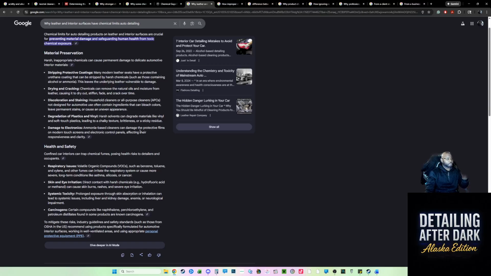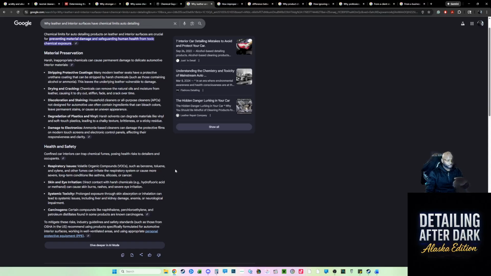And oh, here we go. Why leather interior surfaces have chemical limits: for preventing material damage and safeguarding human health from toxic chemical exposure. Chemical limits on leather are crucial. Stripping protective coatings, like I said, dries and cracks it, same as human skin without lotion. Discoloration and staining, burning the alkaline or burning the acidic into the material, alkaline cracking the material because it's stripping it so aggressively, degrading the plastics and vinyl.